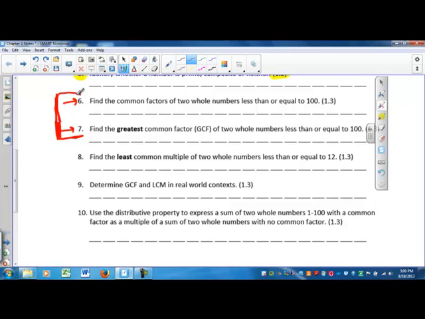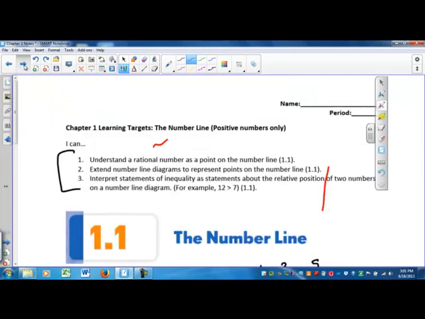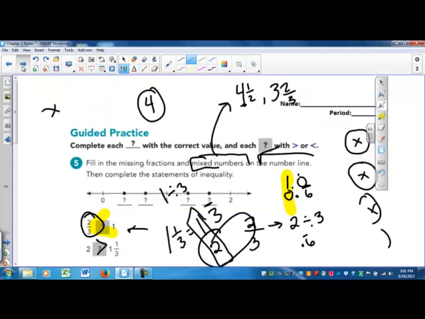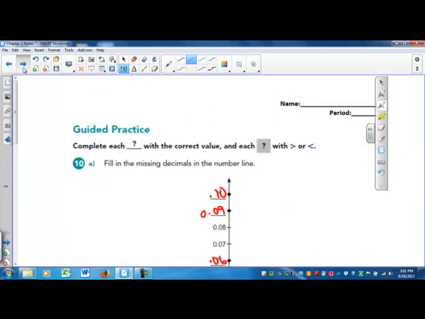We're going to cover just this one in this video, and then the next video will be 8, and then the next video will be 9, and so on. So let's go ahead and flip to page 12 in your notes. It should say common factors and multiples at the top.